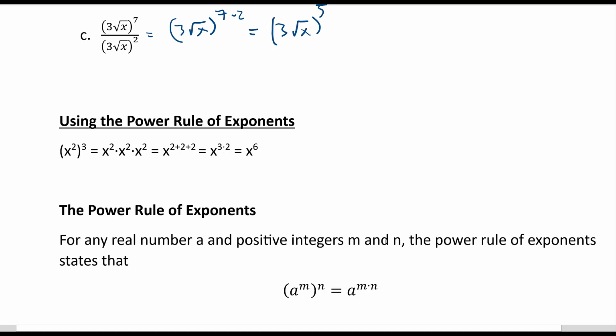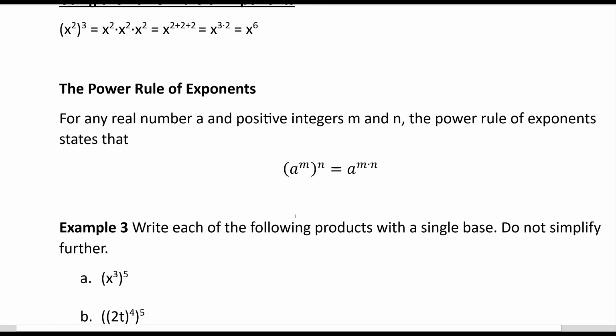Next, using the power rule of exponents, x to the 2 to the 3 is x to the 2 times x to the 2 times x to the 2. So if you use the product rule, we'd add those powers. So that's going to give us 6. The other way to look at it is, 2 times 3 is 6. So for any real number a and positive integers m and n, the power rule of exponents states that a to the m to the n is just a to the mn.